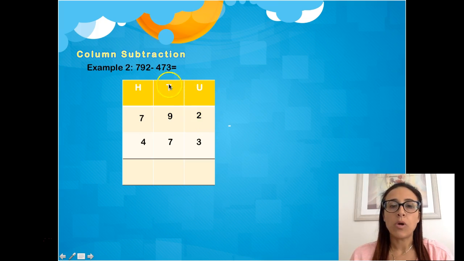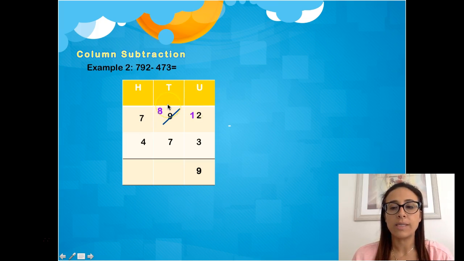So we need to borrow from the column next to it. In this case, it's the tens column. So we need to cross out the 9 and take 1 away from it, which leaves us with 8. And we need to place the 1 that we took away from the tens column into the units column. So now our number in the units column is actually 12. So 12 is bigger than 3, so now we can subtract these digits. 12 minus 3 is 9.